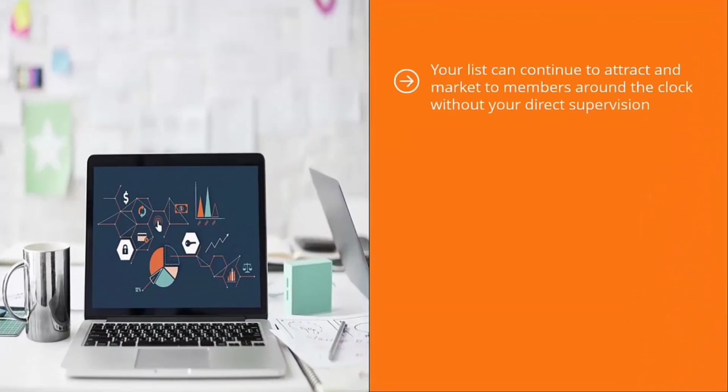Your list can continue to attract and market to members around the clock without your direct supervision. You could be taking a vacation halfway around the world, and your mailing list continues to generate cold hard cash. Sounds awesome, right? Well, the devil is in the details. This is why I've broken down email marketing into 8 actionable steps. Pay attention to the steps laid out in this training, carry them out, optimize your system, and scale it up.